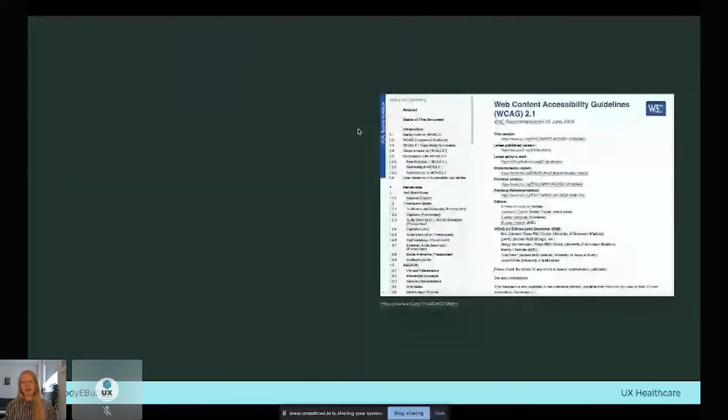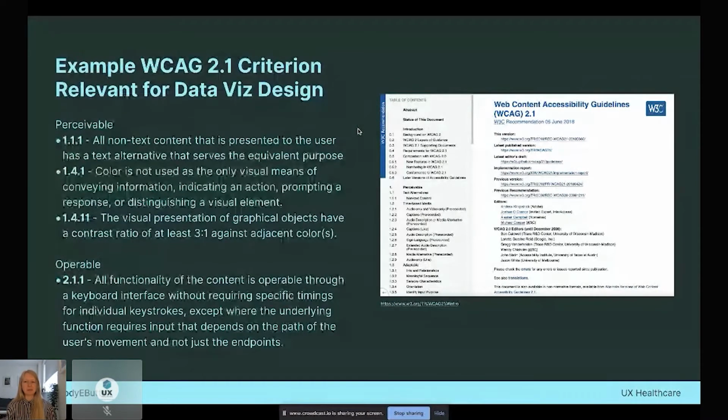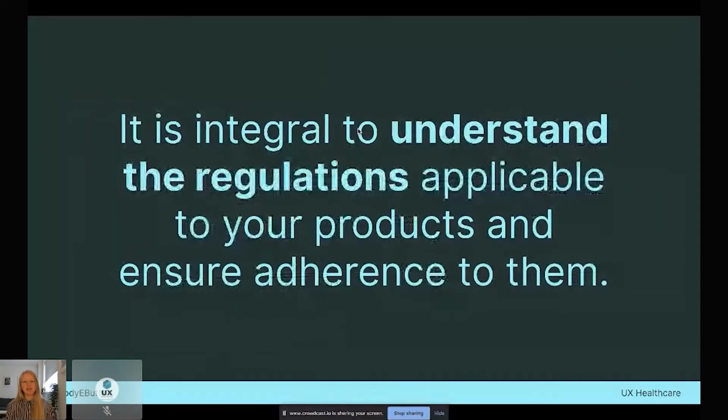And one example of this is the Web Content Accessibility Guidelines from W3C. We'll talk a little bit more about accessibility later, but just wanted to highlight a few examples of criteria from this huge amount of guidelines that actually directly impact visualization and dashboard design. Again, we'll look at some examples and talk about this a bit more later. But it's really important to know that all of these mysterious acronyms actually can impact the things that you're creating. So it's integral to understand the regulations applicable to your products and ensure adherence to them.